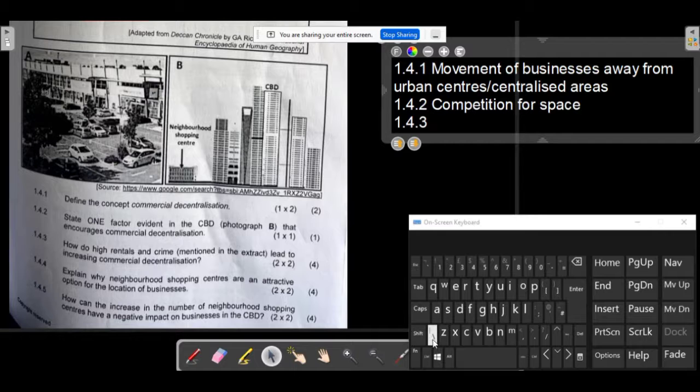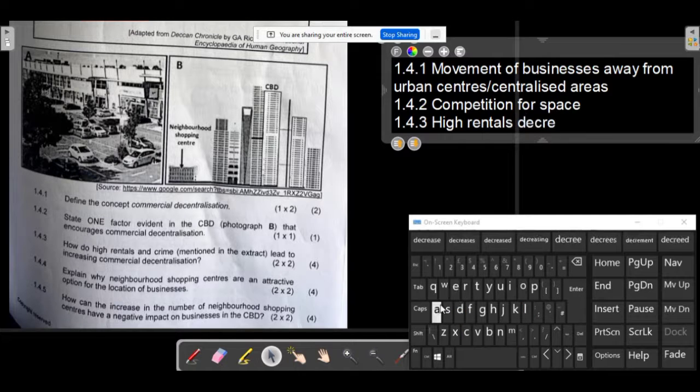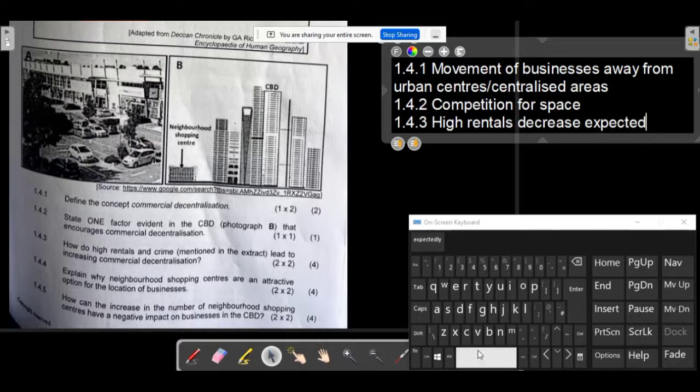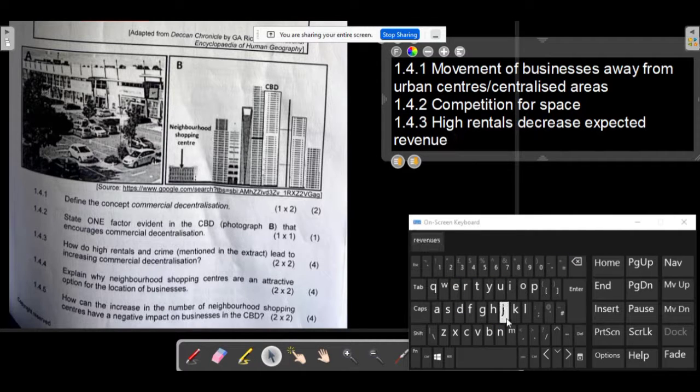So this decreases the profit, guys, because it increases the expenses. So you spend more than you earn. Let's say high rentals decrease expected revenue, or maybe increase expenses. Yeah, decrease expected revenue.